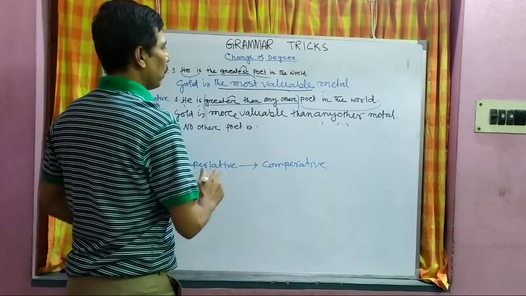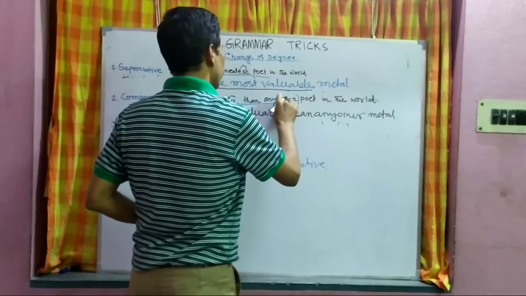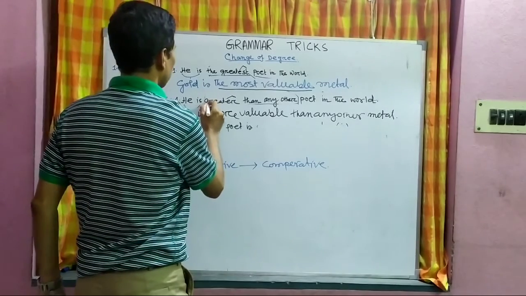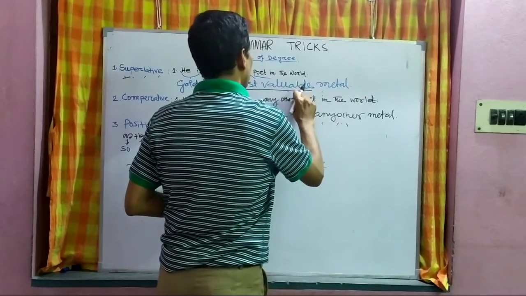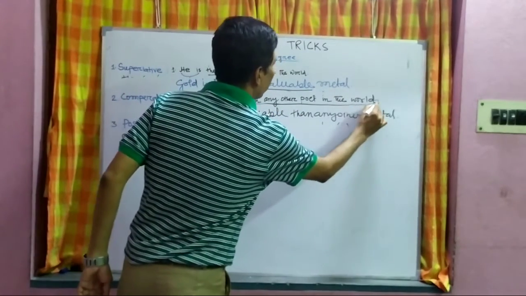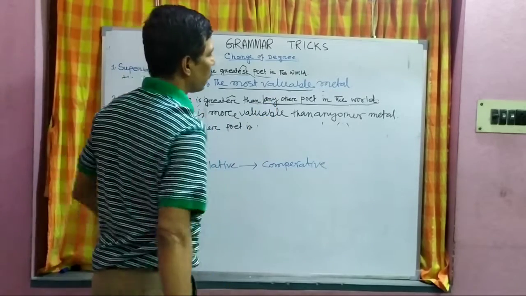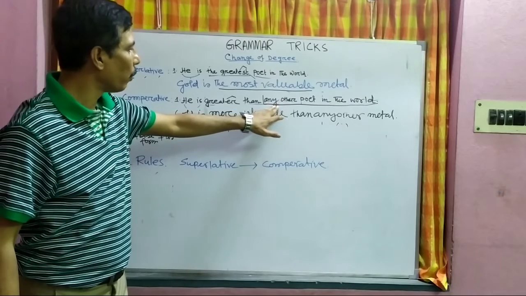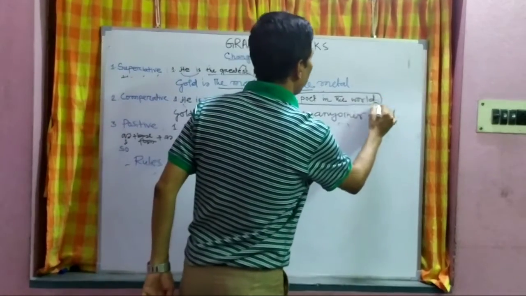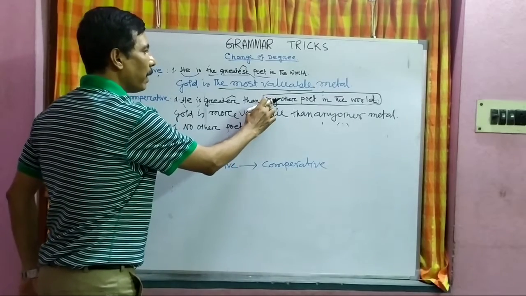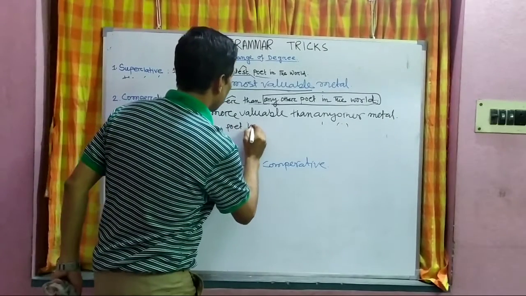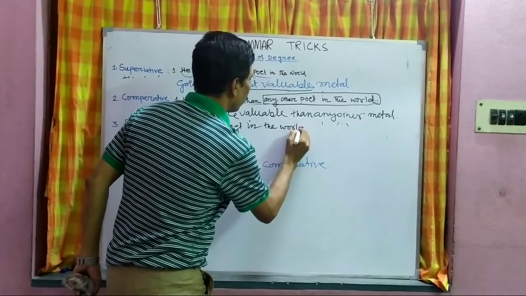Look at the last portion, "any other poet in the world." You have to change this form, "any other," into negative form. That means "no other poet in the world." This whole portion should come first. Only there is a change: instead of "any," you put "no." No other poet in the world.